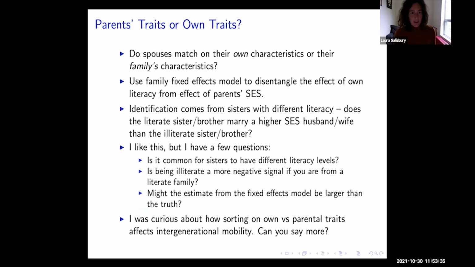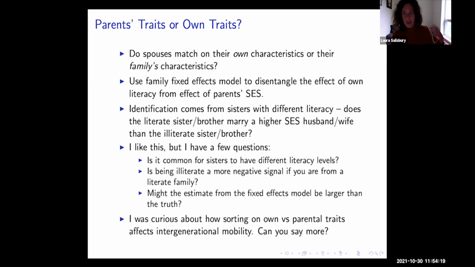So the next thing the paper does is try to understand whether people match on their parents' traits or their own traits. And here Matthew does something really cool. He uses a family fixed effects model to try to disentangle matching on own traits from matching on parental traits. So the identification here comes from sisters or brothers with different literacy levels. If you have one sister who's literate and the other sister who's illiterate, does the illiterate sister systematically marry lower human capital husbands than the literate sister? Again, I thought this was really cool.